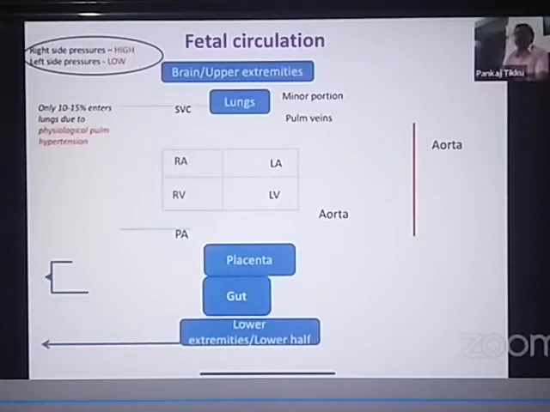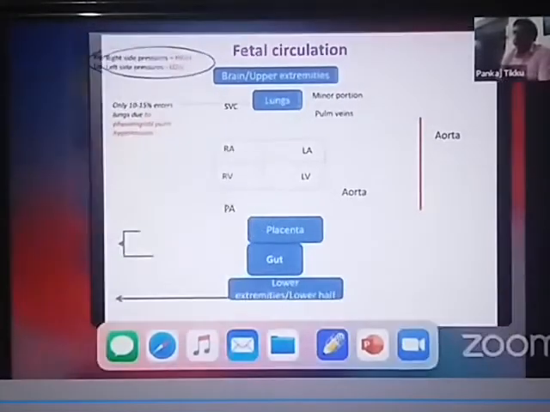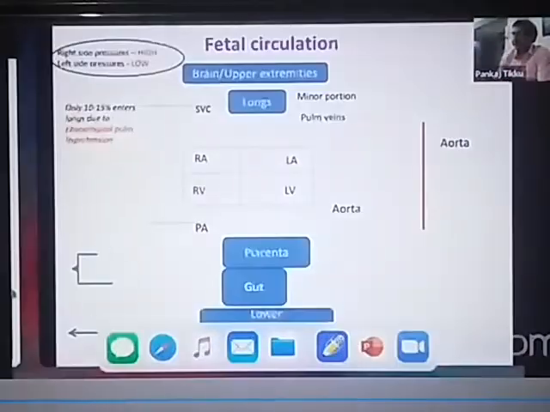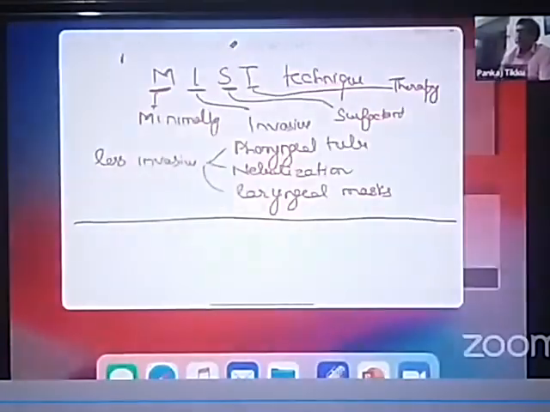So I start my topic of congenital heart diseases and cardiology with a small talk about the fetal circulation. First I will talk about the fetal circulation, a few things that you need to know, and then we'll talk about congenital heart diseases.